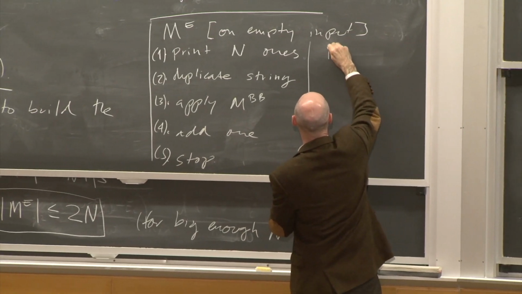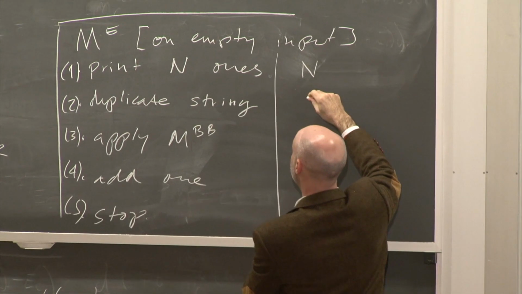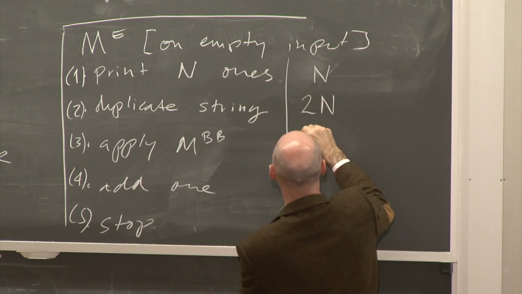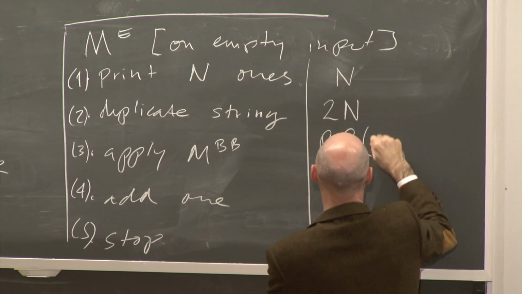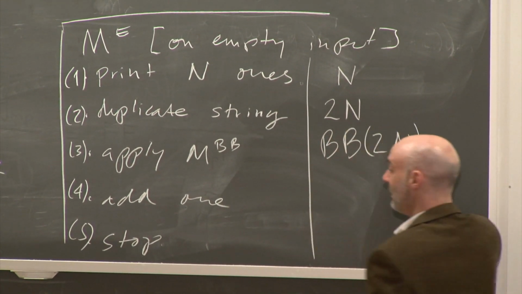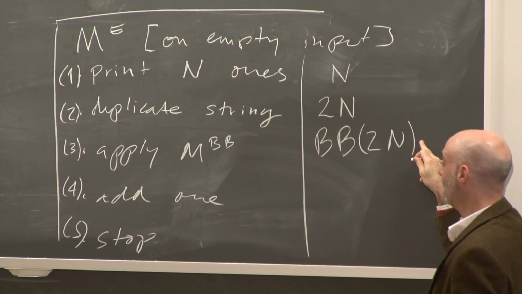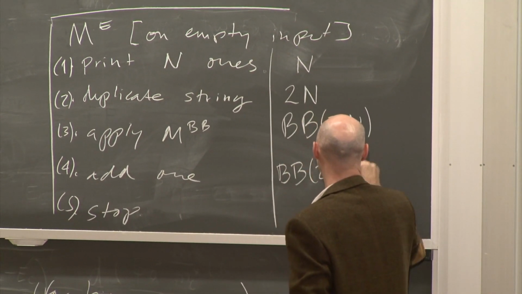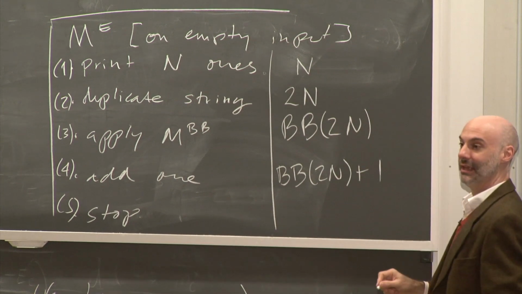So maybe I can do this. Maybe I can write down how many ones will be on the tape after each of these things. So at this point, after that, we'll have n strings on the tape. After that, we'll have 2n. After that, we'll have busy beaver of 2n, so an enormous number. And then after that, we'll have that. And then it stops.